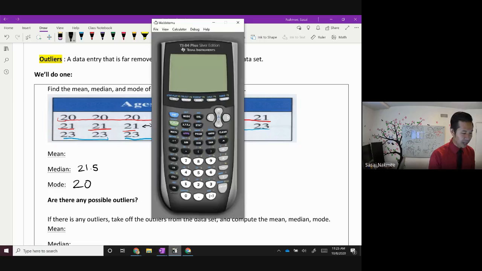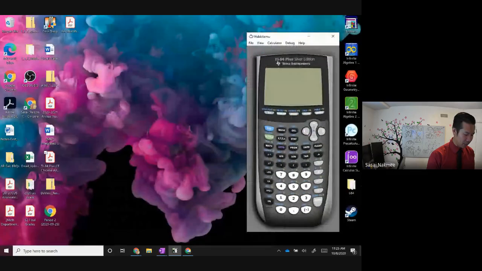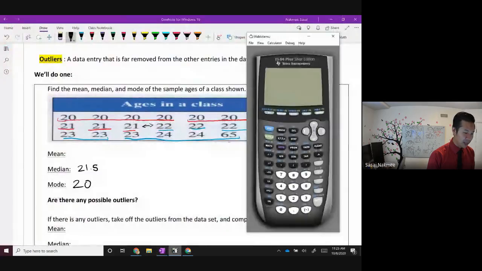And if you have trouble seeing that, you can always use your calculator, guys. Don't hesitate to use your calculator.